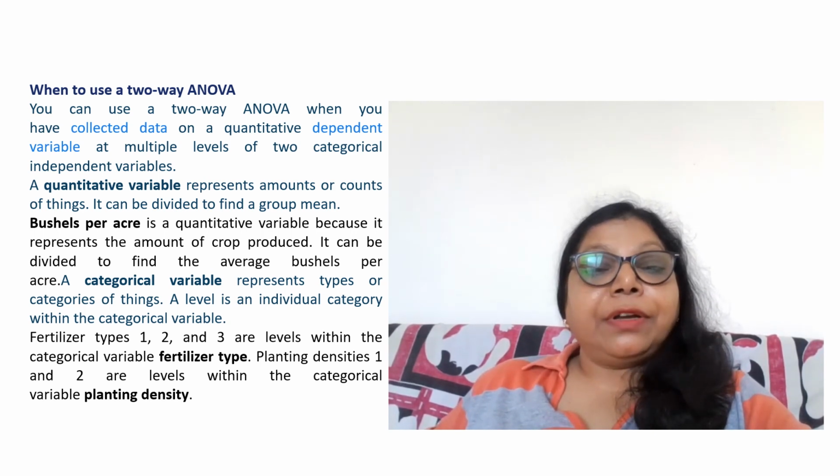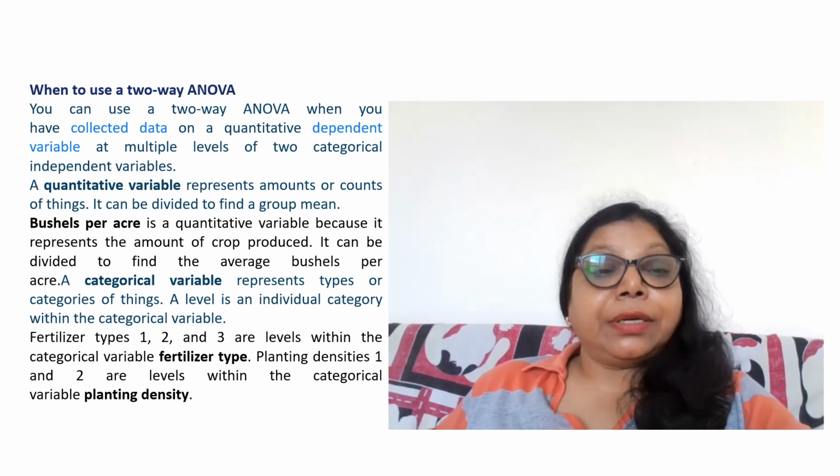A categorical variable represents types or categories of things. So here we have two categorical variables. One is fertilizer type and the other is planting density. In fertilizer type, we have three categories. In planting density, we have two categories, that is density 1 and density 2. And in fertilizer, we have fertilizer type 1, fertilizer type 2, and fertilizer type 3.